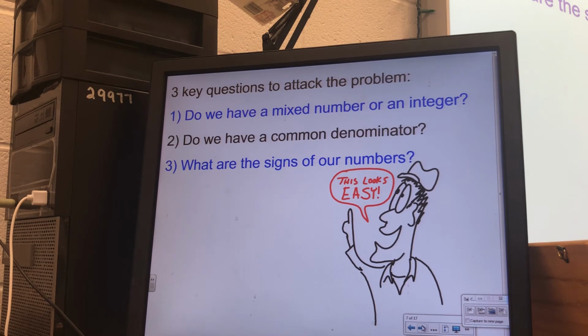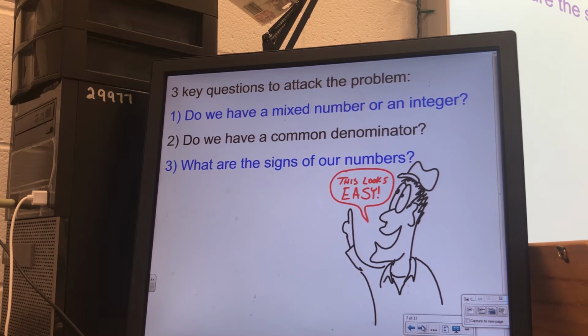So here's our 3 keys to success. You know how to add and subtract fractions. It's not new to you. What is new to you is when we start applying it to positive and negative numbers. So here are the 3 keys to success. These are things that you don't have to write down, but you should think about when you attack a problem.